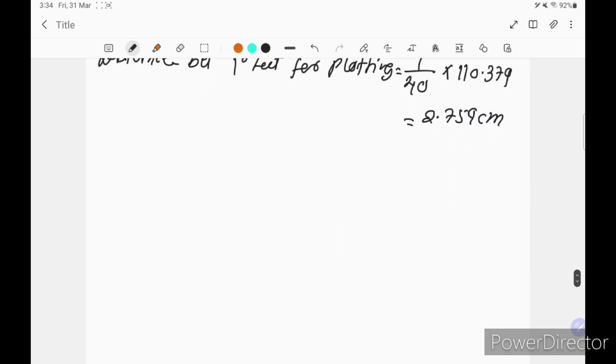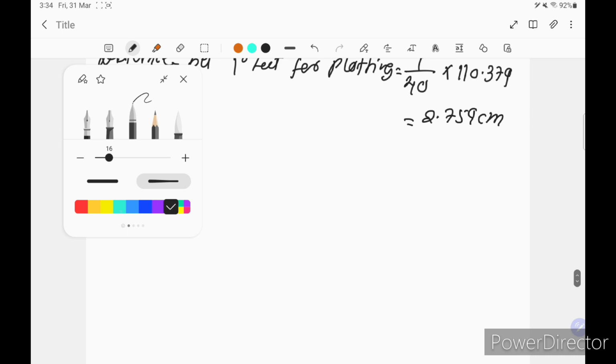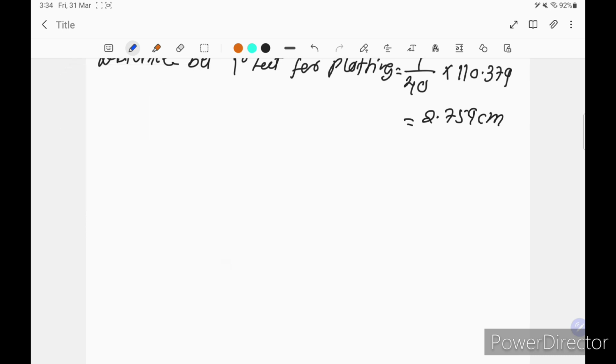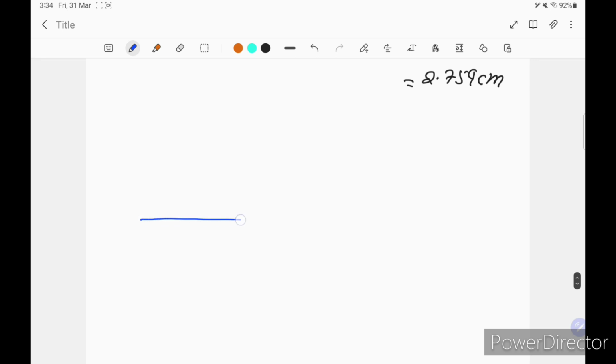Now we have to plot this on the chart. So this is our equator.